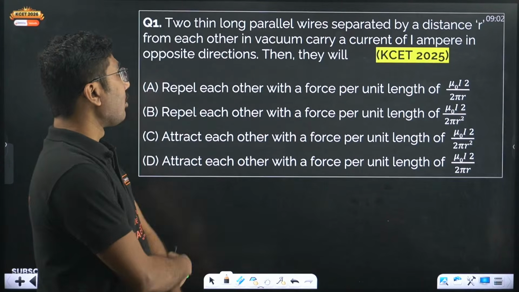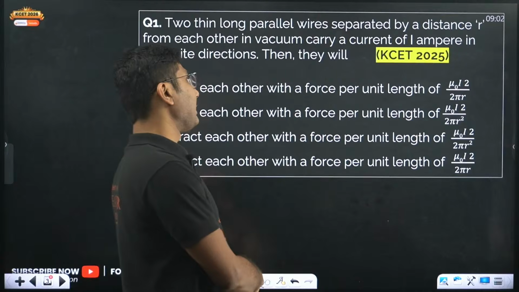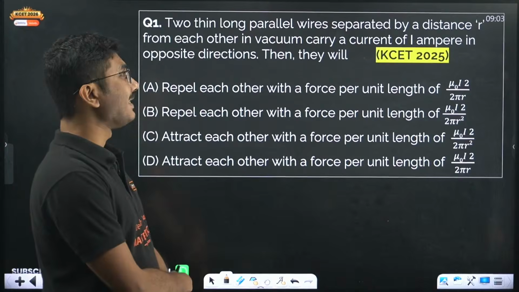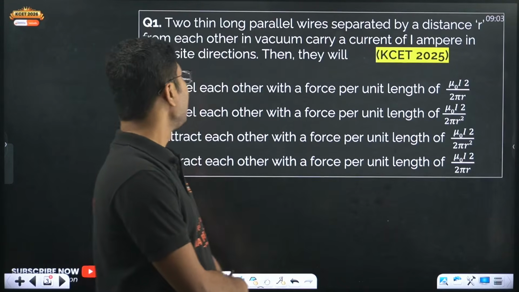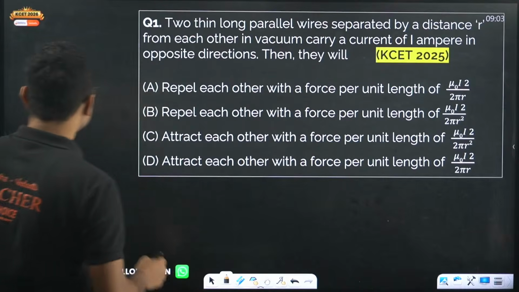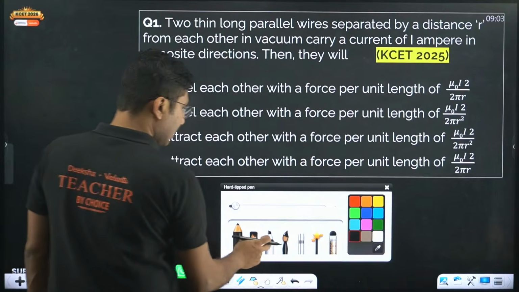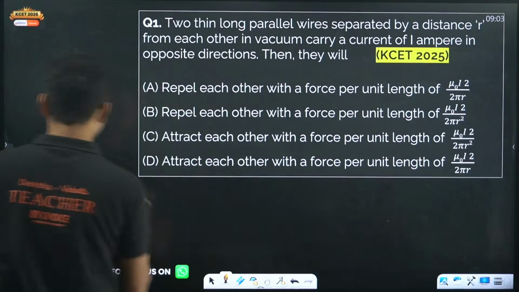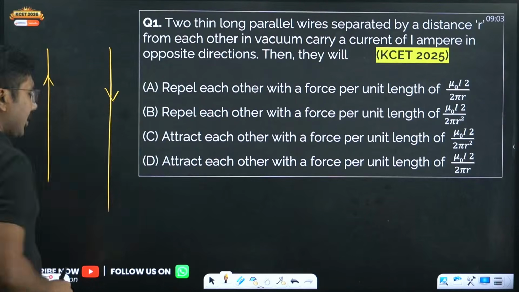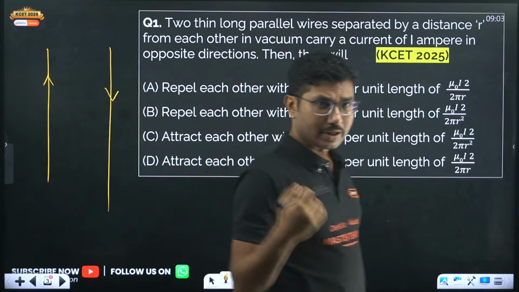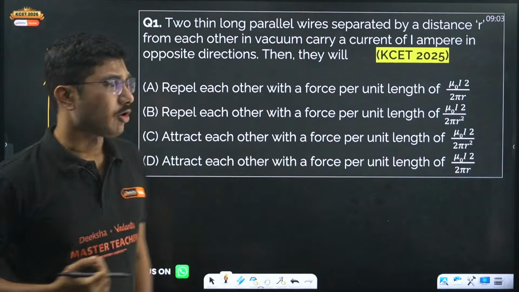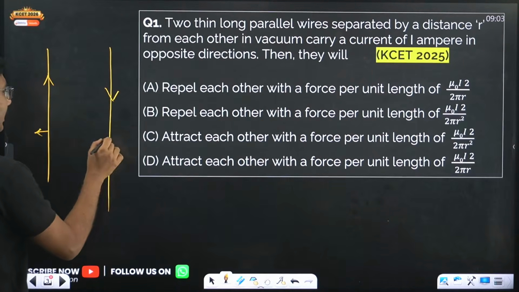Two thin long parallel wires separated by a distance r from each other in vacuum carry a current I ampere in opposite directions, then they will. It is from KCET 2025. So here we have 2 parallel wires carrying current I. Both of them are carrying current I, but they are in the opposite direction. Now we know that in case of current, if the directions are same, they attract each other. If they are opposite, they repel each other. So basically they will repel each other.